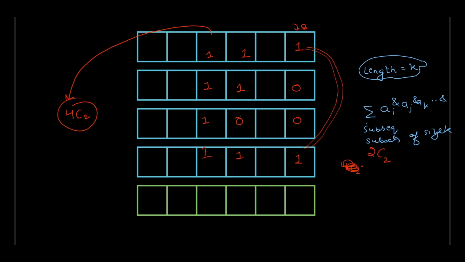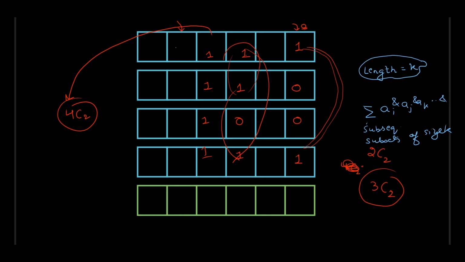But in this particular case, we have 1 in 3 places. So if you pick 2 elements from these, in 3C2 ways, only then can you create the bitwise AND as 1, like if you select this and this, or this and this, or this and this. So in general, you can notice that the contribution of a particular bit position matters only by the count of the 1 bits that you have in those positions.